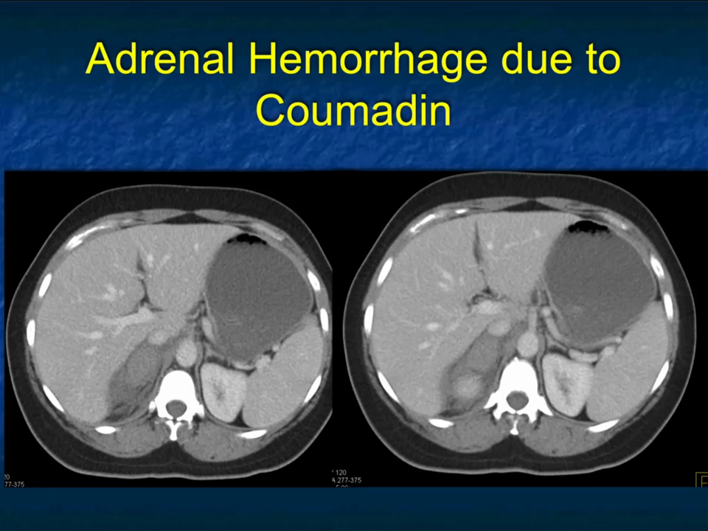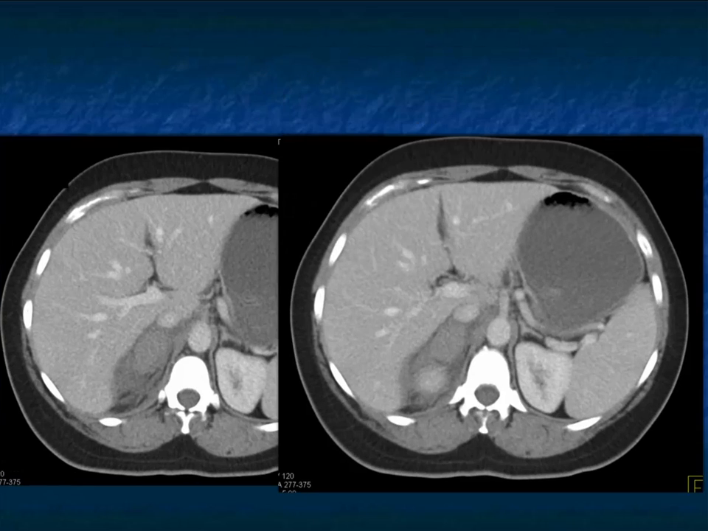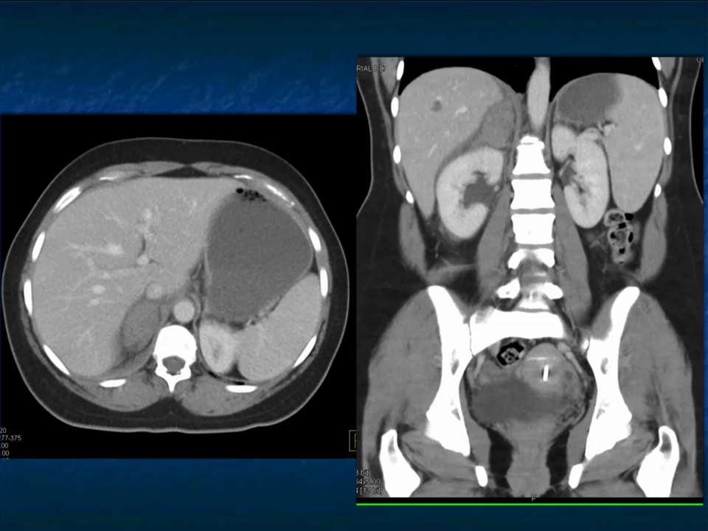In terms of specificity, could you look at this and say it was Coumadin? The answer is no. I don't see any other sites of bleeding. It's unilateral, but again, differential diagnosis would always make me think of that possibility. So a very important diagnosis. And again, nicely shown in this case in the coronal views. And again, that oval appearance, the minimal stranding, the high density, definitely adrenal hemorrhage.